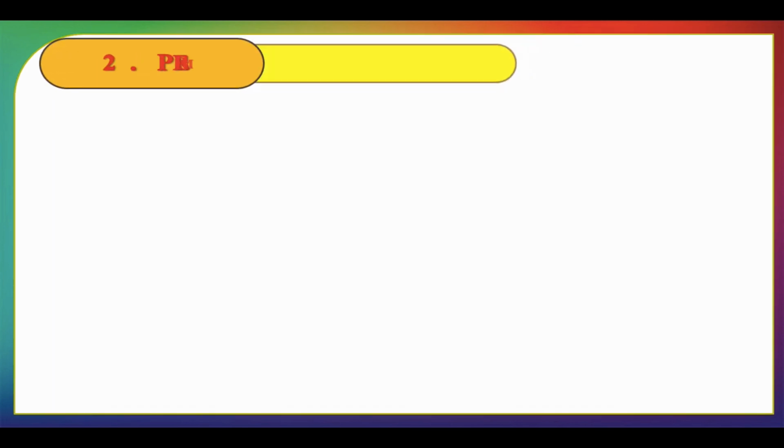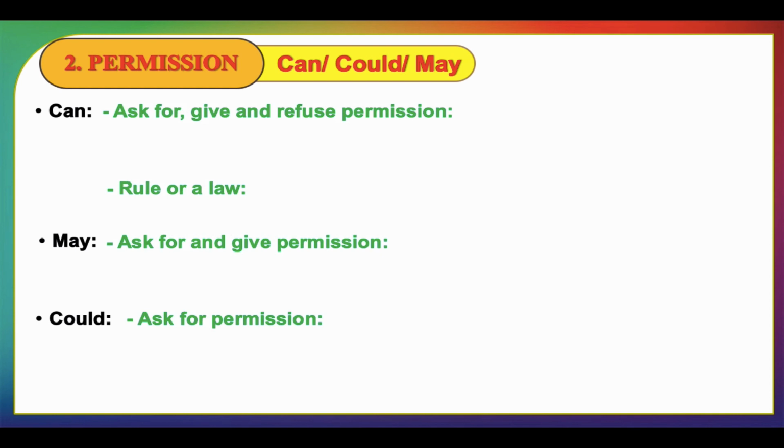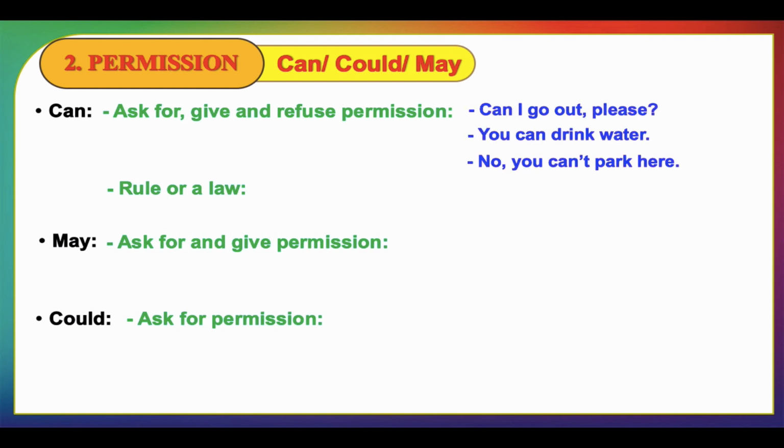Go to number 2, permission. It's used here with can, could, may. And it has different meanings. Can, for example, can ask for, give, and refuse permission. Like the following sentences: Can I go out, please? You can drink water. No, you cannot park here.